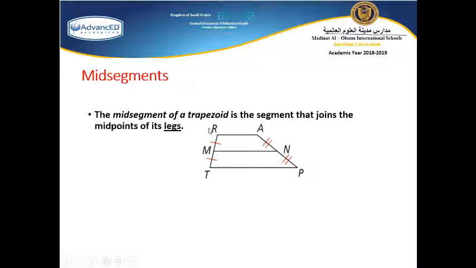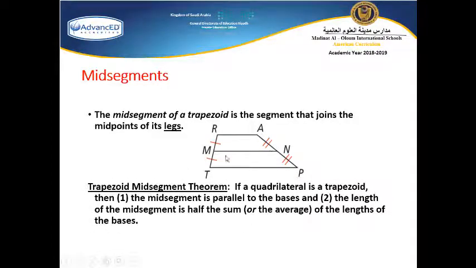The mid-segment of a trapezoid is the segment that joins the two midpoints of its legs. Like MN is the mid-segment of the trapezoid because here N is a midpoint, M is a midpoint, then MN is the mid-segment of the trapezoid. And this mid-segment MN equals half the sum of the two bases. MN equals half the sum of RA plus TP.